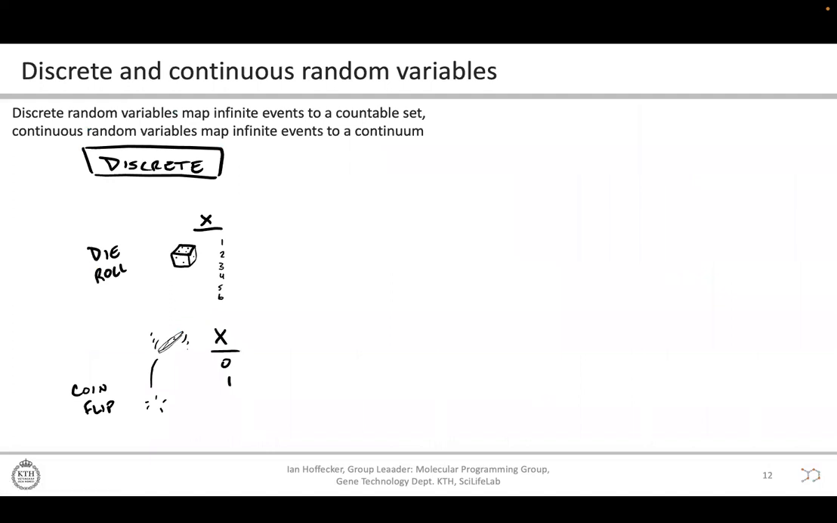So this is discrete random variables. In the case of a die or a coin flip, these are countable random variables, in that we can count them. Even if it's infinite, like the set of integers that you could get, or the set of sums that you could get from die rolls, it's still countable.